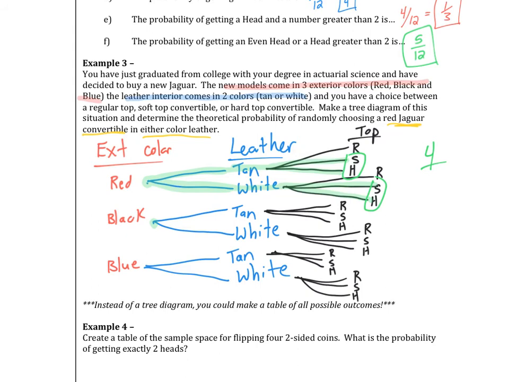And how many are there total? There's 18 total outcomes. So 4 out of 18 would be 2 out of 9. So what is the probability if you randomly chose that you choose one that's red with either color leather and has a convertible top? It would be 2 out of 9.